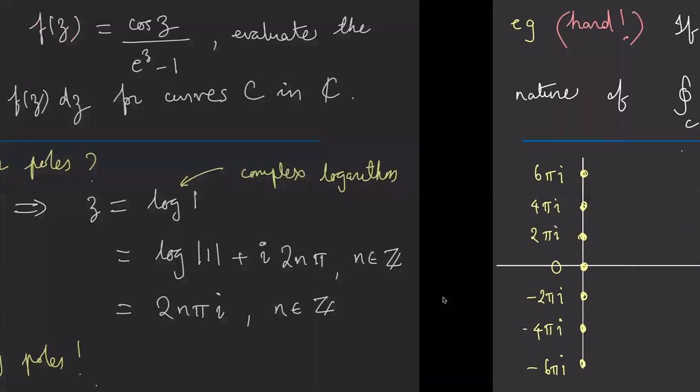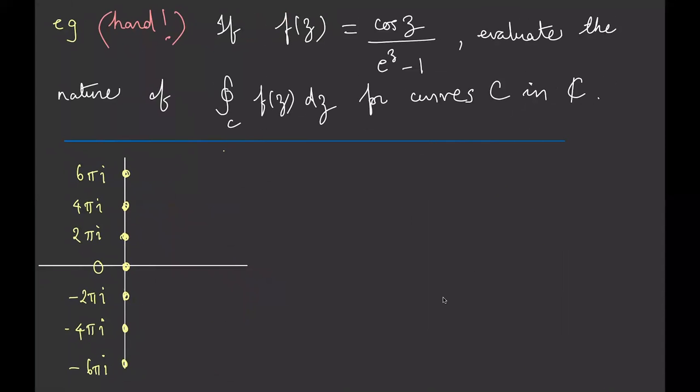So there's infinitely many of these poles. So what do they look like? They are along this, right? Because it's 2n pi i. So you have 0, 2 pi i, 4 pi i, and it just keeps going, and it goes in the negative direction as well. So you've got this infinite collection of poles which lie along the imaginary axis, right? So that's kind of crazy.